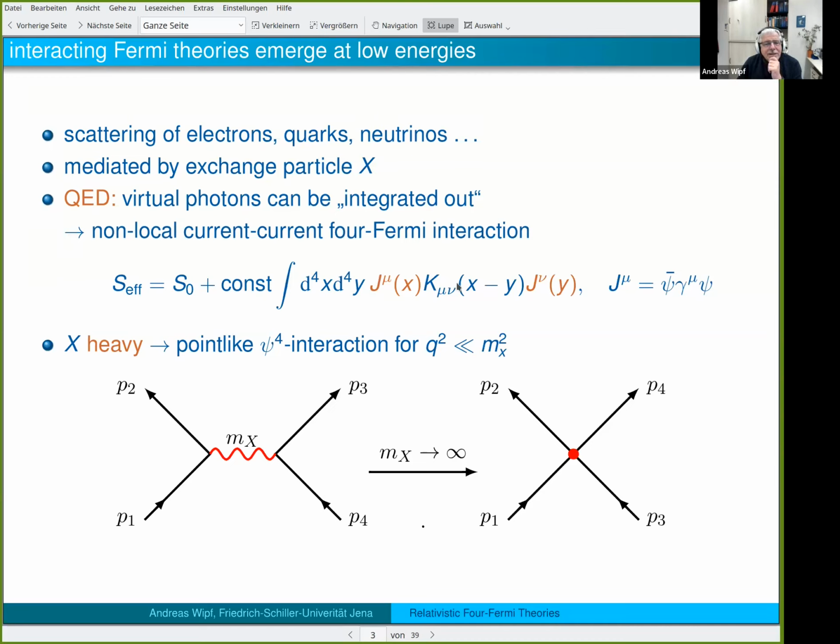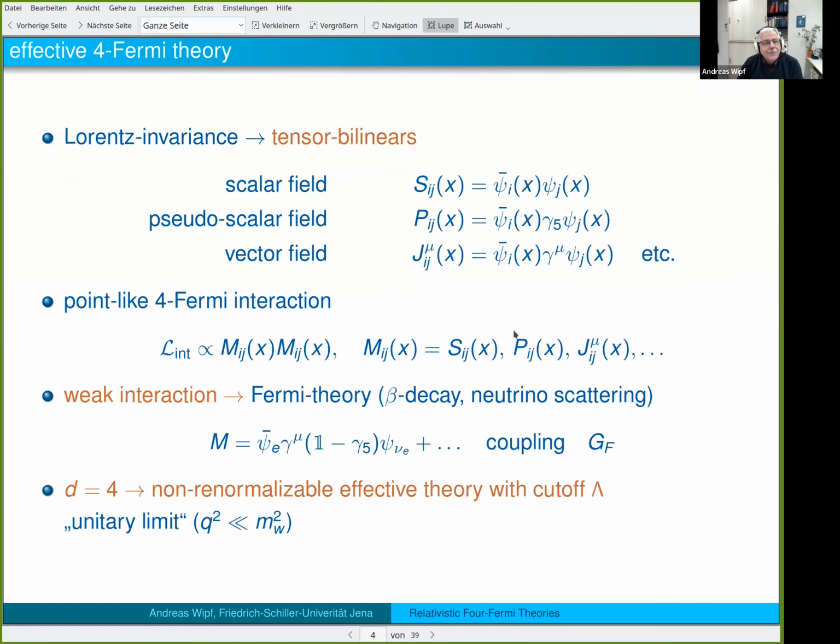Now imagine that this is not necessarily a photon, but a heavy gauge boson, like in the electroweak interaction. And assume that the typical momenta are much less than the mass of the exchange particle, then you can approximate this diagram by a point interaction. In other words, this kernel here becomes local, becomes a contact interaction. And then you end up with what nowadays we call a Four-Fermi theory.